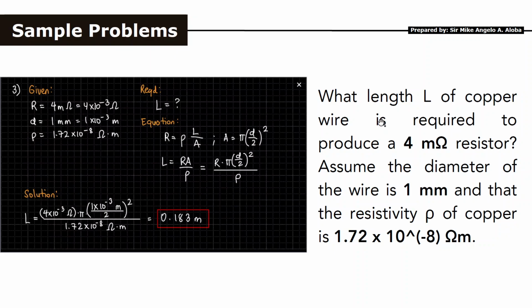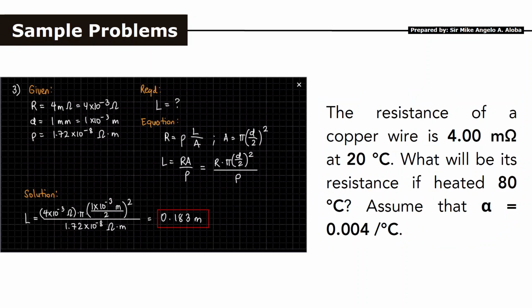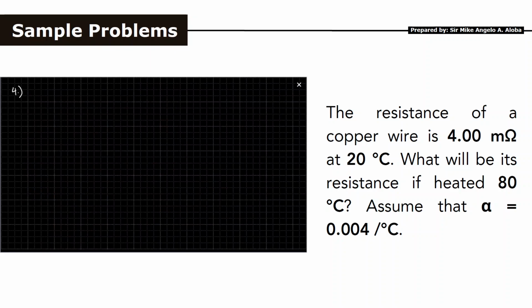So let's proceed to the next problem. For number 4, the resistance of a copper wire is 4 milliohms at 20 degrees Celsius. What will be its resistance if heated to 80 degrees Celsius? Assume that alpha is equal to 0.004 per Celsius.